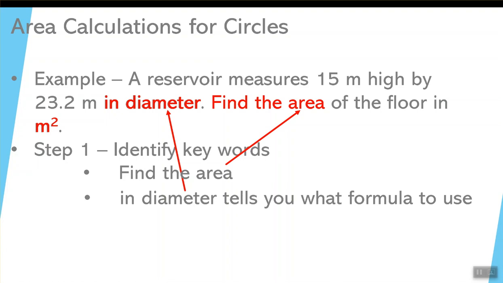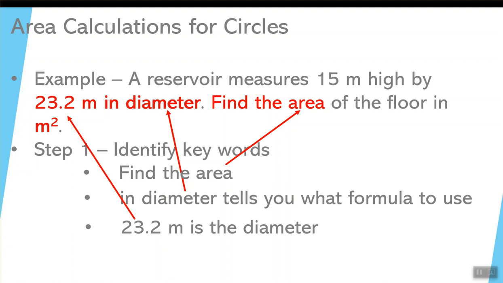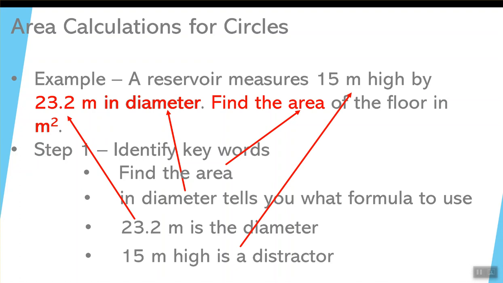And if you're dealing with a circle, the formula for a circle is 0.785 times diameter times diameter. Another thing that's important is, what is the diameter? 23.2 meters. Now you may ask, what's that 15 meter high in the question for? Well, it's there as a distractor. The person that wrote the question has purposely put that in there to check to see if you know what you're doing. What do you do with the distractor? You ignore it. Don't even include it. Don't even think about it. Just completely ignore it.